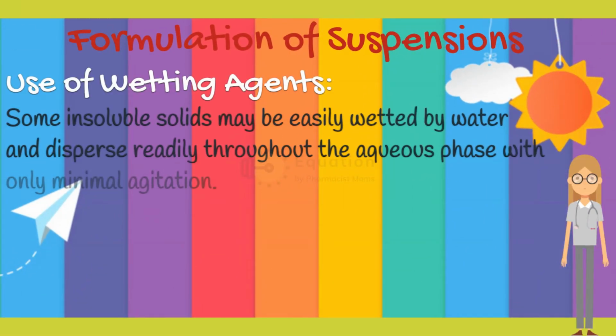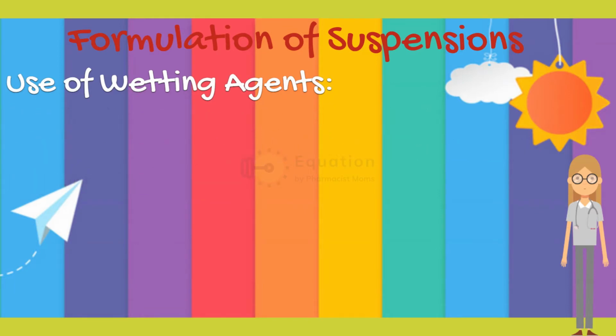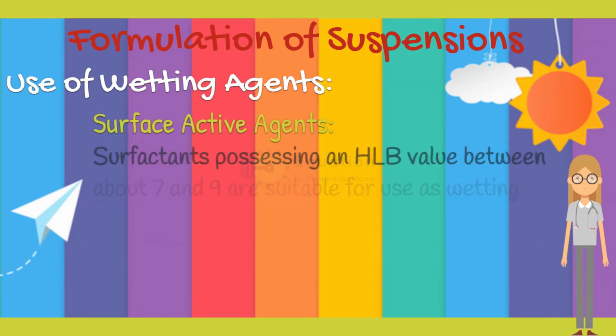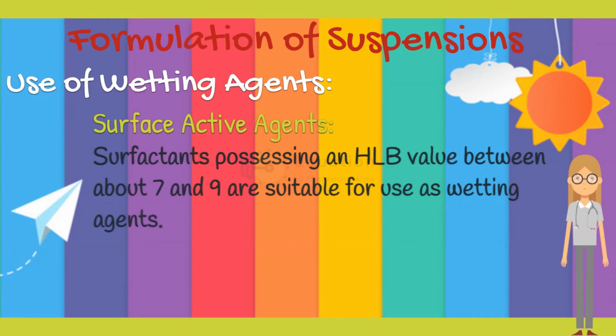Some insoluble solids may be easily wetted by water and disperse readily throughout the aqueous phase, with only minimal agitation. Surfactants are the most widely used wetting agents for pharmaceutical products. Surface active agents, or surfactants, possessing an HLB value between about 7 and 9 are suitable for use as wetting agents.